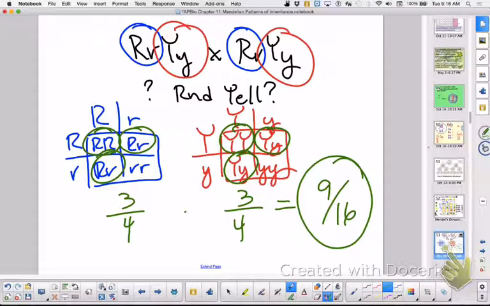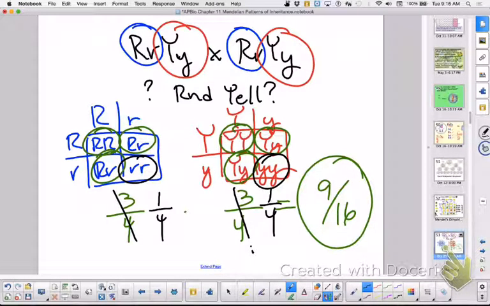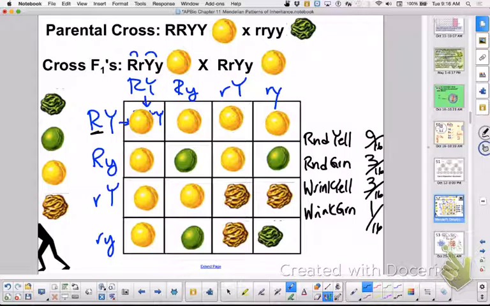If I asked you, how many would you expect to turn up wrinkled and green, right? So do wrinkled and green now. This would be wrinkled, right? How many turn up wrinkled and green? 1 out of 4. And green would be what? 1 out of 4. 1 times 1 is 1. 4 times 4 is 16. Easy peasy, lemon squeezy.